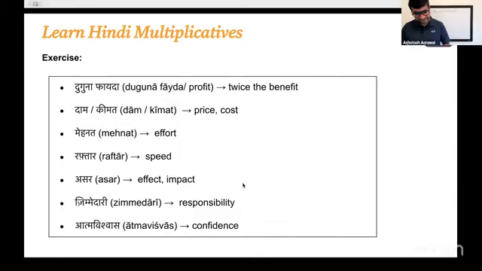Mera naya job 10 guna zimmedari. Okay, very good, right? मेरी जिम्मेदारी 10 गुना है. Okay. Take one more. I'll go. Go for it.